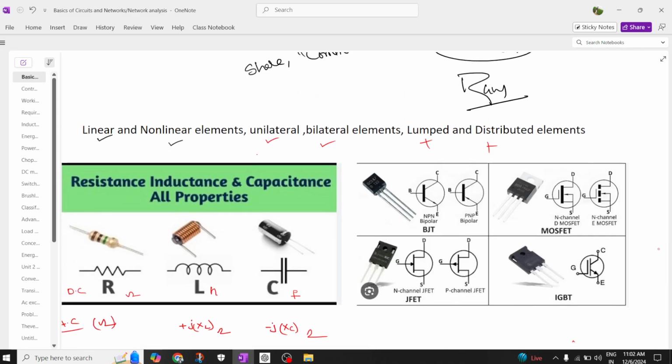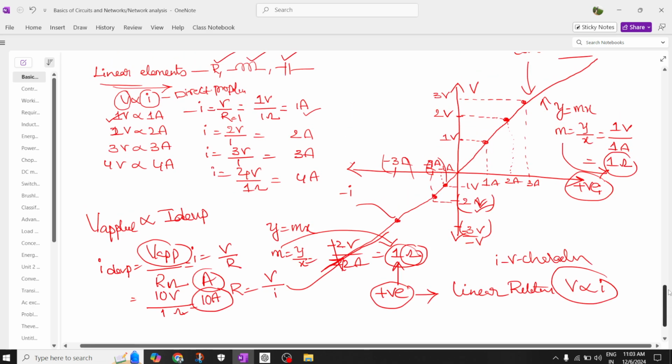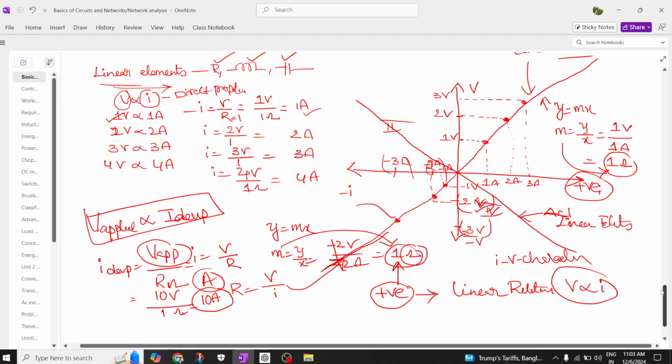So the linear elements are resistor, inductor and capacitor, which exhibit this graph of IV curves. This characteristic curve is called the IV characteristics of a linear element. It is like a straight line, and here if you draw, you will also get a straight line. These characteristics in the second quadrant as well as the fourth quadrant, if the line is a straight line, you can call these elements linear elements. Whatever the relation between the voltage applied and the current developed, if it is a linear relation, then we can call these elements linear.